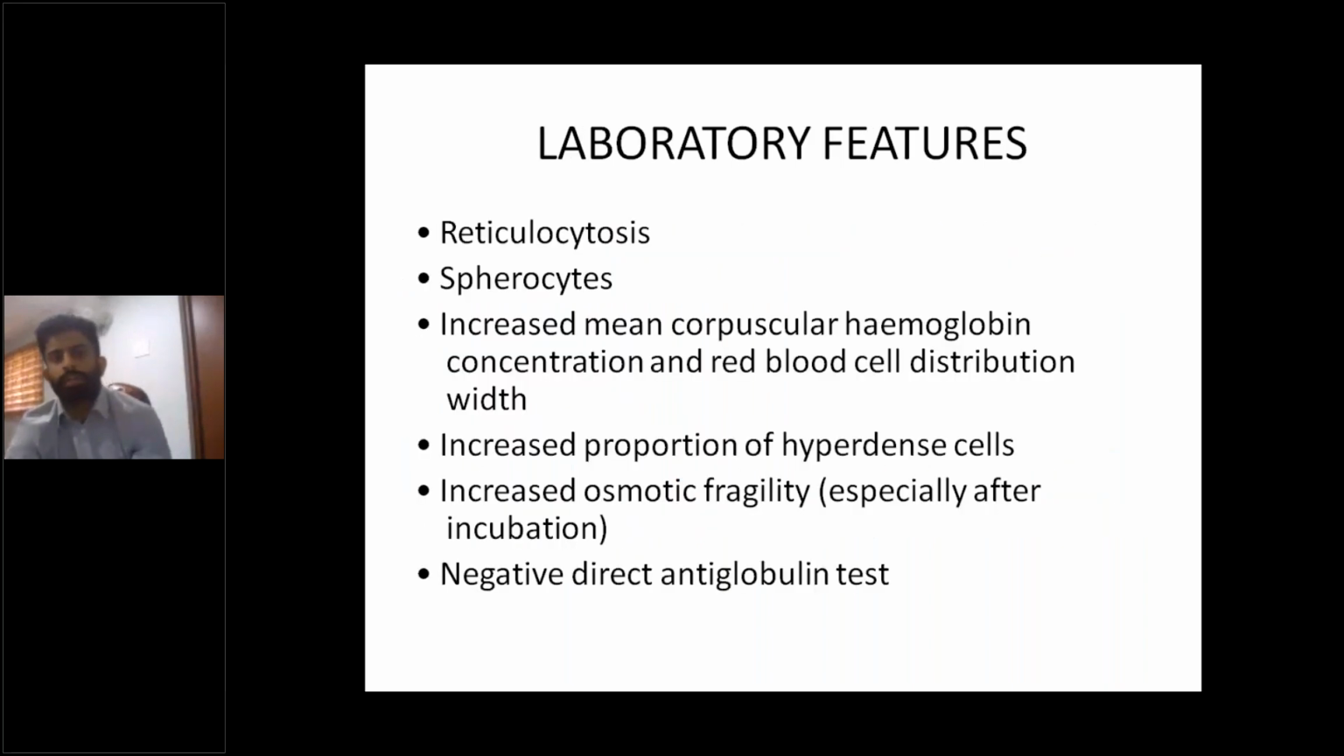So laboratory features are reticulocytosis, spherocytes can be seen, and increased mean corpuscular hemoglobin concentration. So MCHC will be increased, and red cell distribution width will also be increased. There is an increased proportion of hyperdense cells, increased osmotic fragility, especially after incubation, and a negative direct antiglobulin test. If it's positive, that means there is an autoimmune hemolytic anemia.